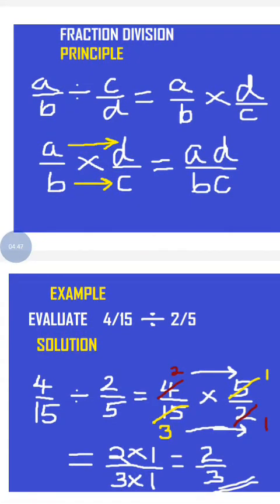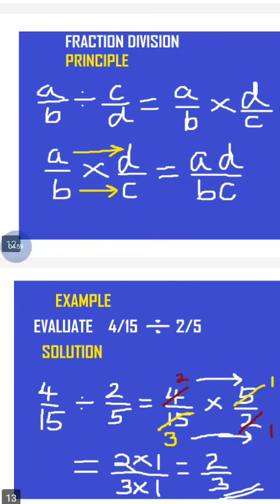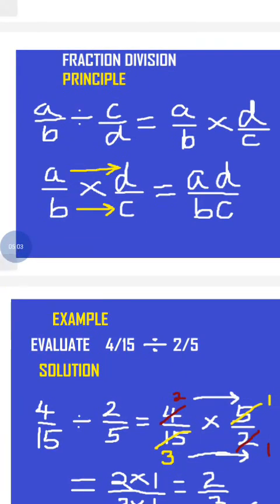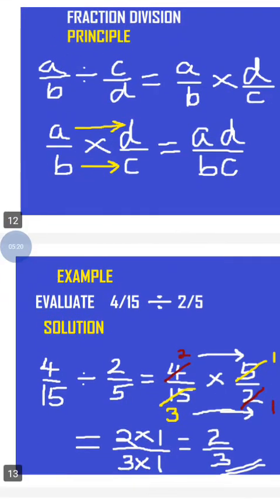So we move forward to the last part of today's class, which is fraction division. So principle: a over b divided by c over d is equal to a over b. Now change the division sign to multiplication sign. Something happens the moment you do that. The second fraction will be inverted. So whenever you change division sign to multiplication sign in a fraction problem, you invert the second fraction. So we can see c over d is no longer c over d, it is now d over c.